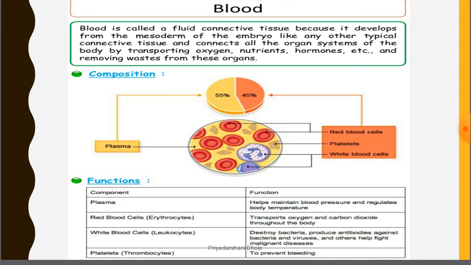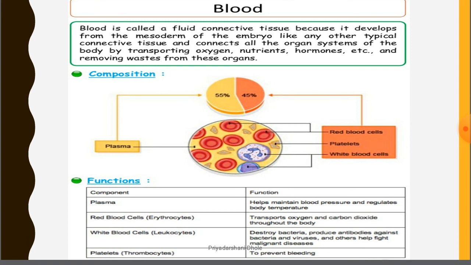Now, what is the composition of this blood? There is 55% plasma present in blood, and 45% blood cells are present, which are the red blood cells, platelets, and white blood cells. What is the function of this plasma? It helps maintain blood pressure, and it regulates the body temperature.